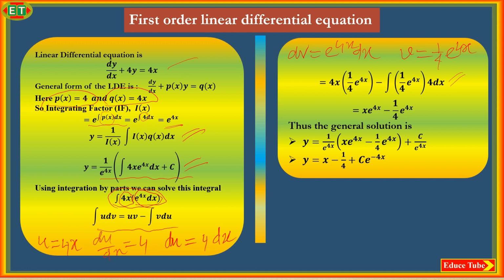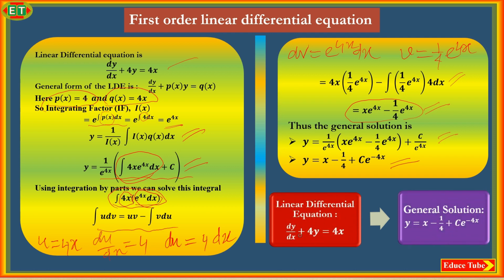And simplifying, it becomes as this. Thus the general solution is this one. How it comes? This value we have to put it here, and with more simplification we get this one. This is the general solution. Now at the end, I can say that our linear differential equation was this, and we got the general solution as this one.